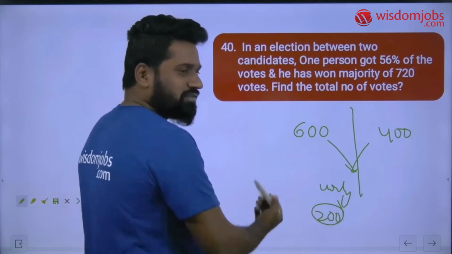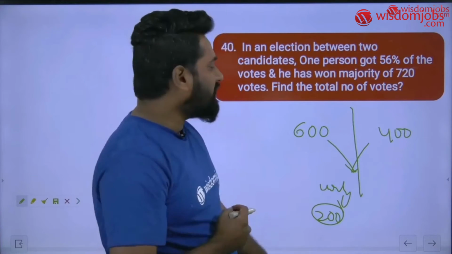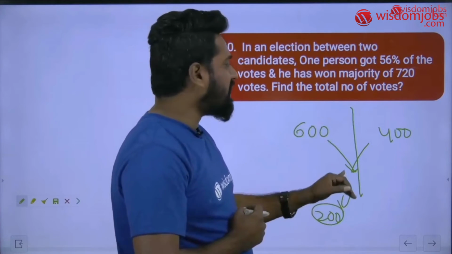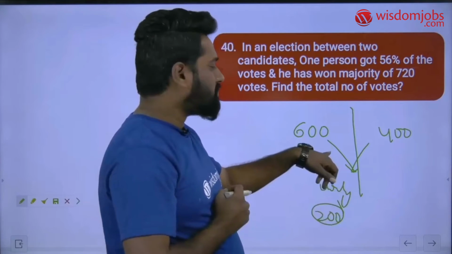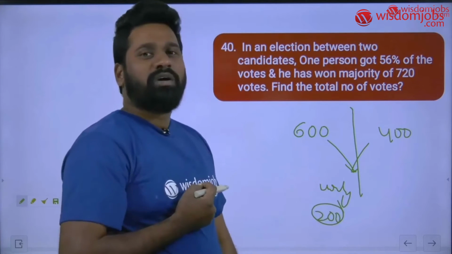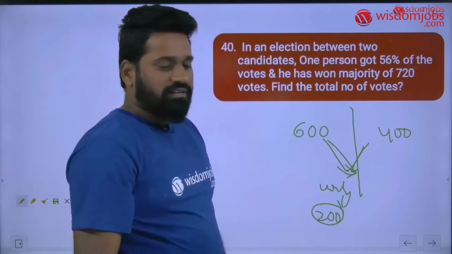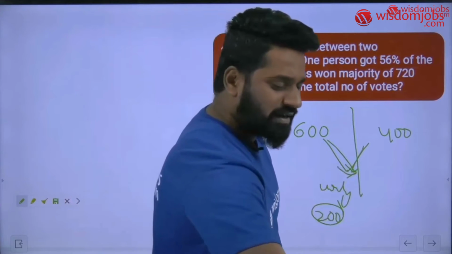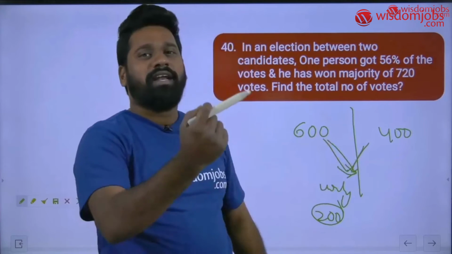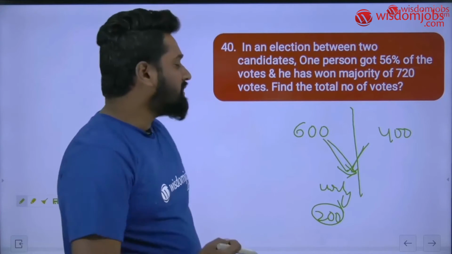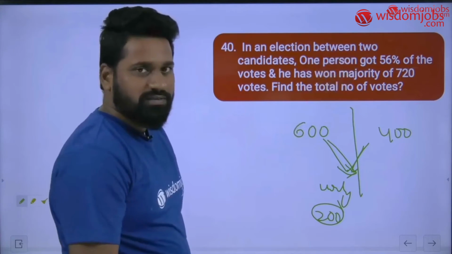Because I am taking just the first one got 600, the second one got 400 votes, and I am saying that this first person wins a majority of, or wins by, 200 votes, which indicates that is the difference between these two persons. Is it the same or not? Which indicates that is the difference of the votes between two persons. Right? So now I am saying the same concept we can apply for this one also. Let us see it.